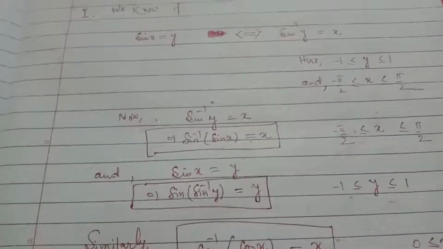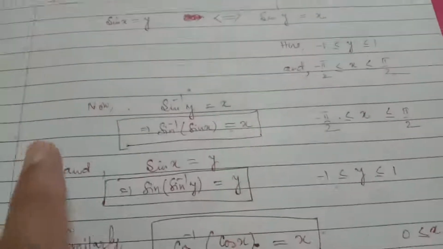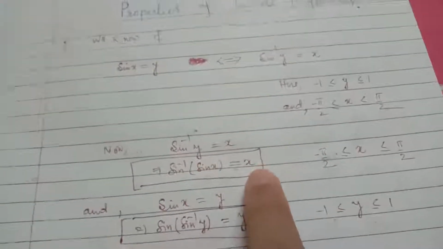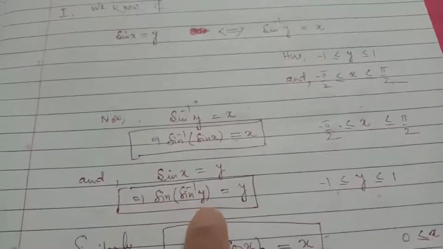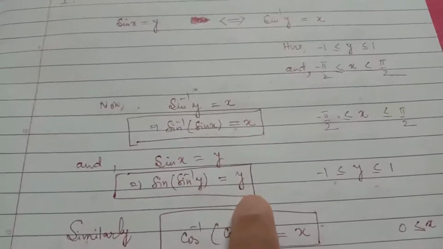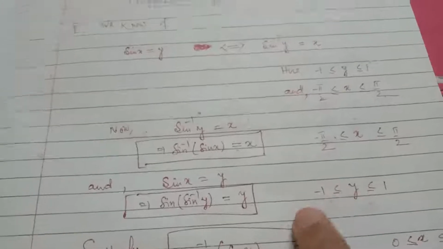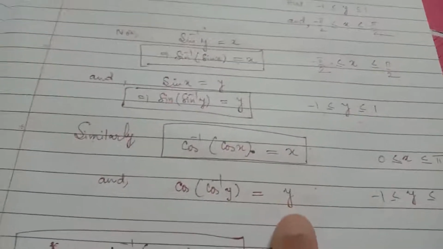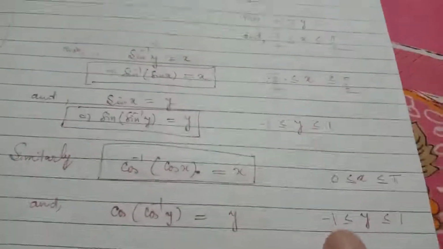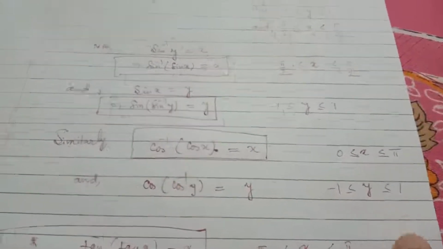This result is true from both sides. Sine inverse of sine x is x, but here x must be in between -pi/2 and +pi/2. Sine of sine inverse of y is also y, and y must lie between -1 and +1. Similarly, cos of cos inverse of y is also y, and y must be in between -1 and +1. So what you have to remember, this is your first property.